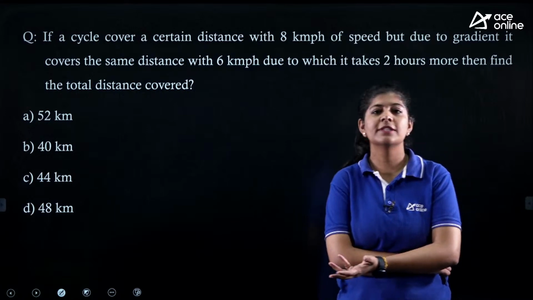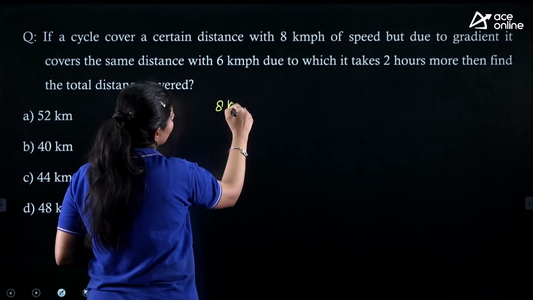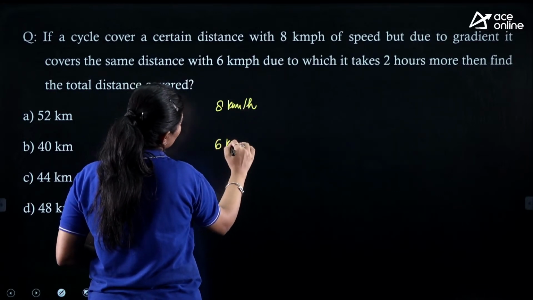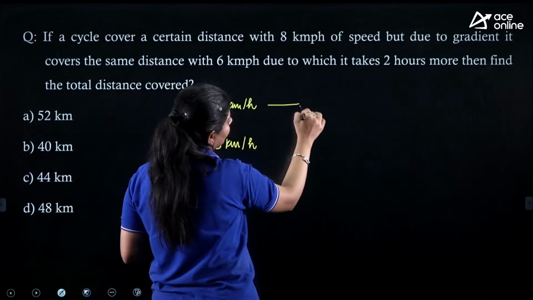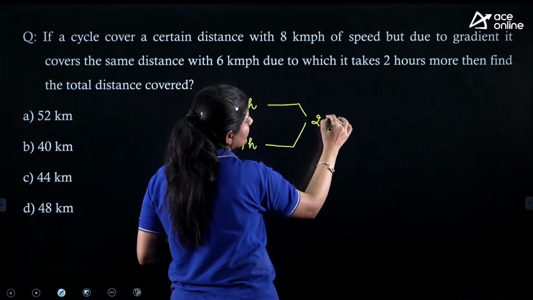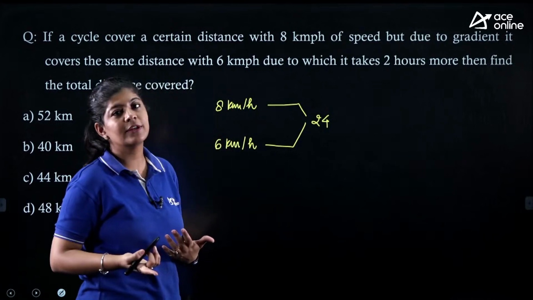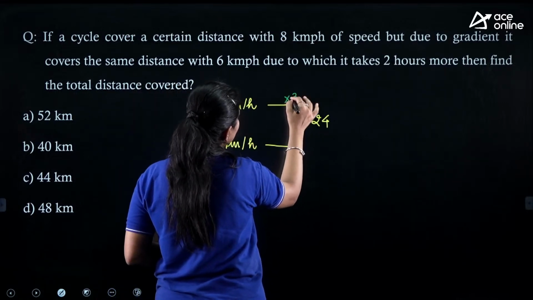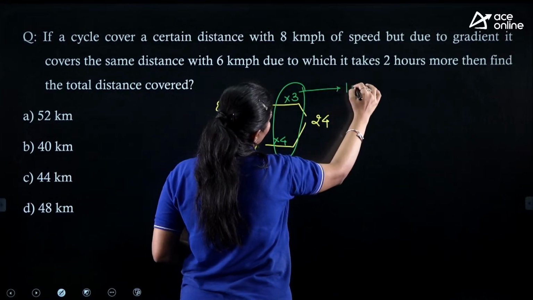We are having both the speeds and the time difference, right? The first speed that we are having is 8 kilometers per hour, and due to gradient, the new speed is 6 kilometers per hour. First step. The second one is just to calculate the assumed distance. Assumed distance is 24. Now the third step says we need to find out the time period, right? So here we got it as 3 and here we got it as 4. The difference that we got over here is 1 unit.